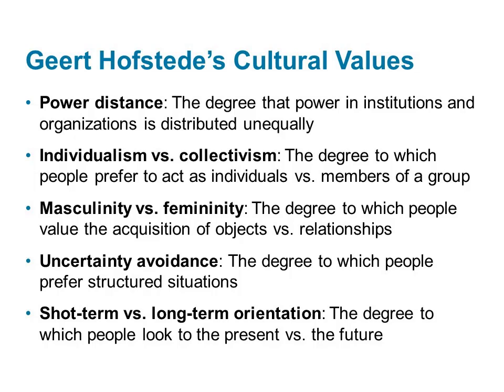High uncertainty avoidance means people in a country prefer structured situations. Low uncertainty avoidance means people can tolerate ambiguous, unstructured situations.